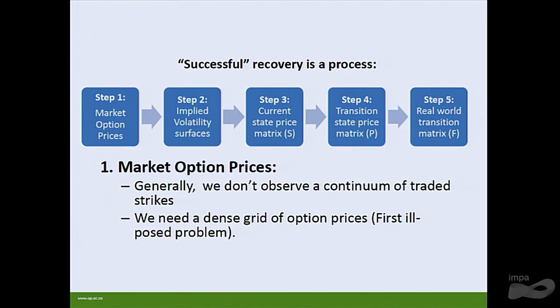So let's talk about recovery. How does this work? So recovery is a process. You basically start off with your prices. You construct a state price matrix. You construct from that a risk-neutral transition price matrix. You apply the recovery theorem. And so your first ill-posed problem here is basically going from the data to your risk-neutral distribution.